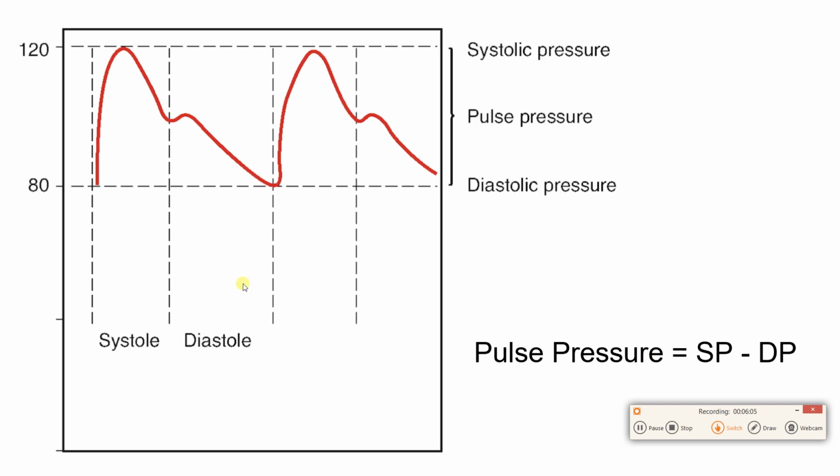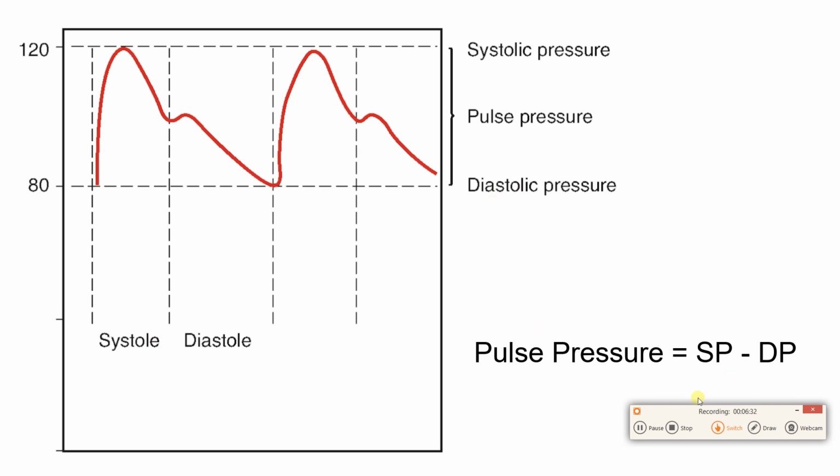Now, if I look at a graph, with every heartbeat, my blood pressure goes up, and then it comes back down, up and back down. Don't worry about the little bump right there. The high pressure is the systolic blood pressure, which is due to ventricular contraction, hence the word systolic. The low pressure is diastolic pressure, which is occurring when the heart is in diastole.